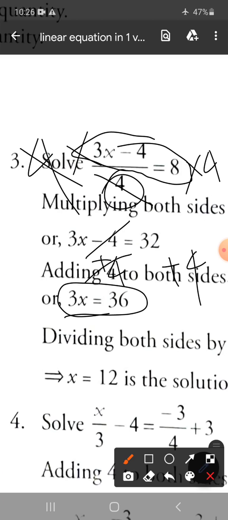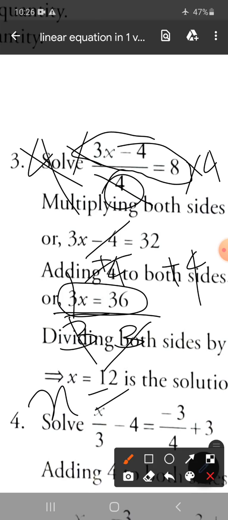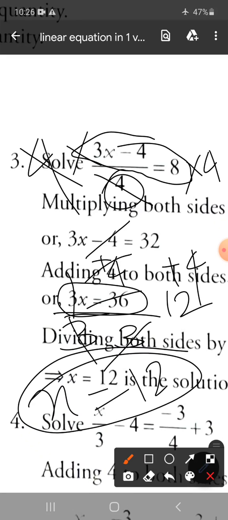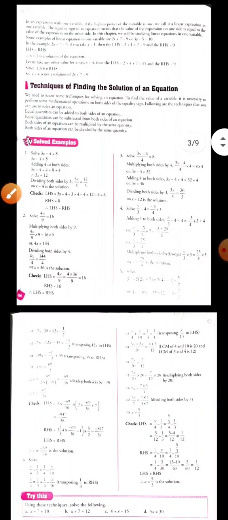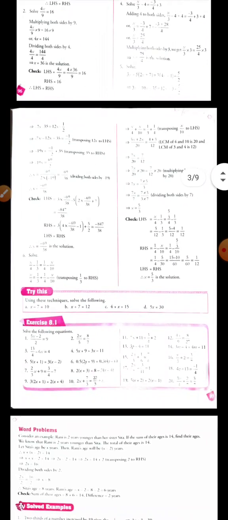Now what we have to do is we have to eliminate this 3 from LHS. So to do that, we will divide both sides by 3, which will eliminate this 3. Now what we will be left with is x is equals to 36 divided by 3, 3 times 12 is 36. So what we will be left with is x is equals to 12. So this is the first way of solving or finding the solutions of any linear equation.